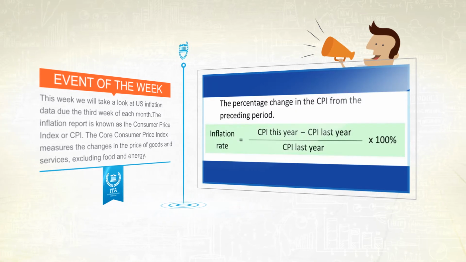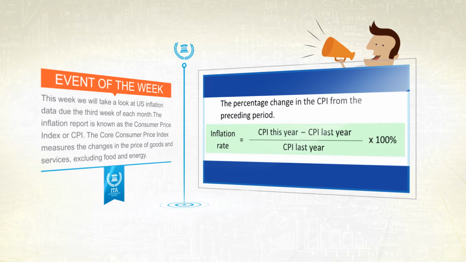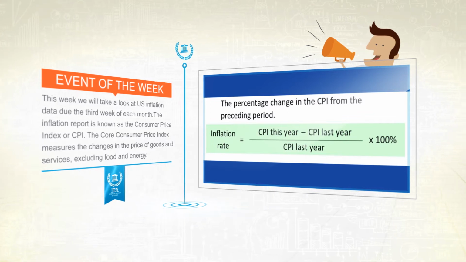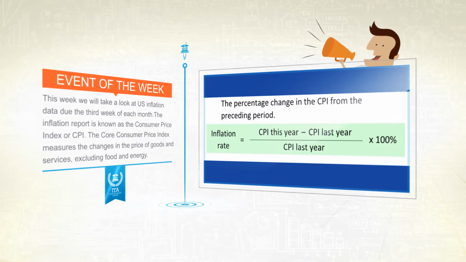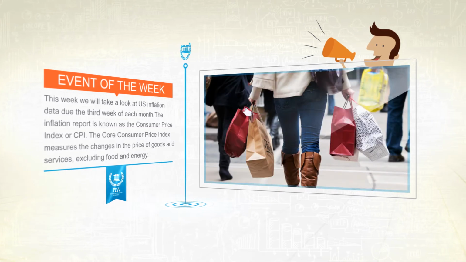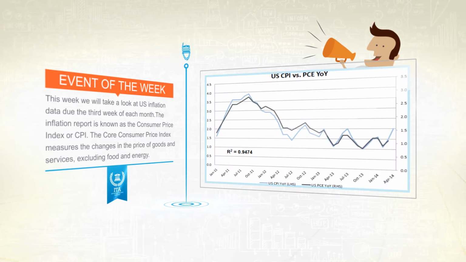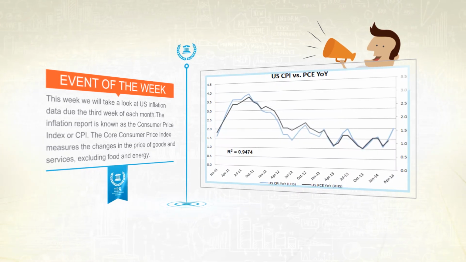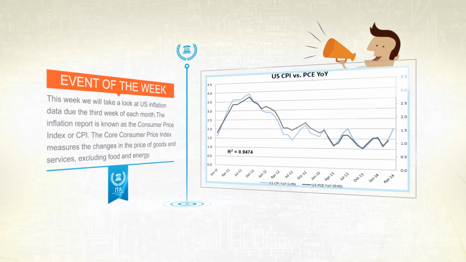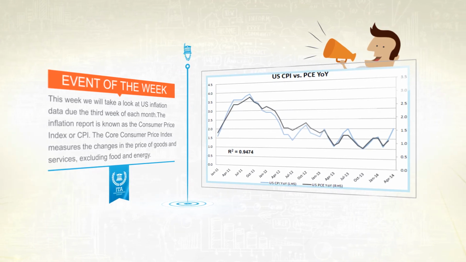There are two parts of the report. The Core Consumer Price Index measures the changes in the prices of goods and services, excluding food and energy, and the CPI measures price changes from the perspective of the customer. It's a key way to measure changes in purchasing trends and inflation. The difference between CPI and PCE seems relatively insignificant. However, a big issue is the difference between CPI and Core CPI.